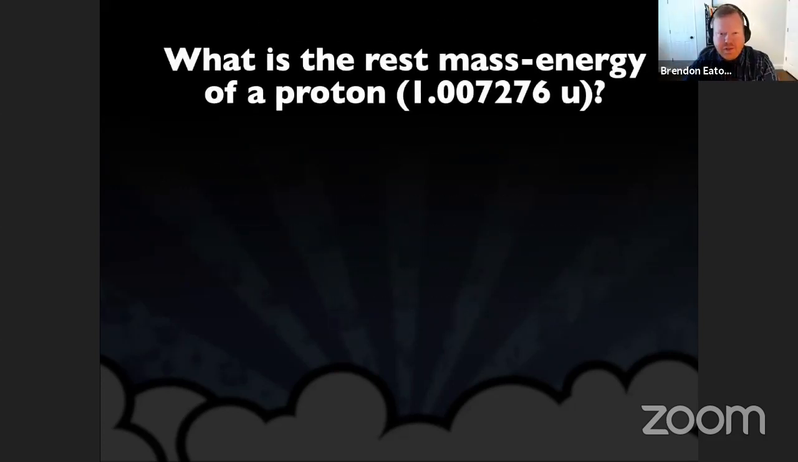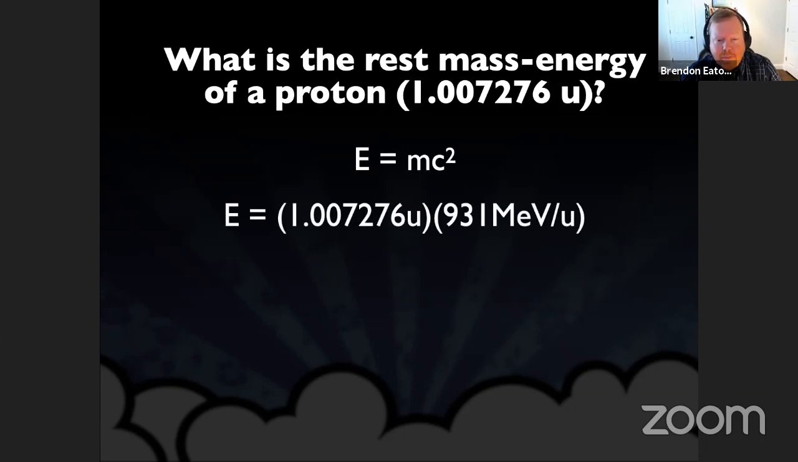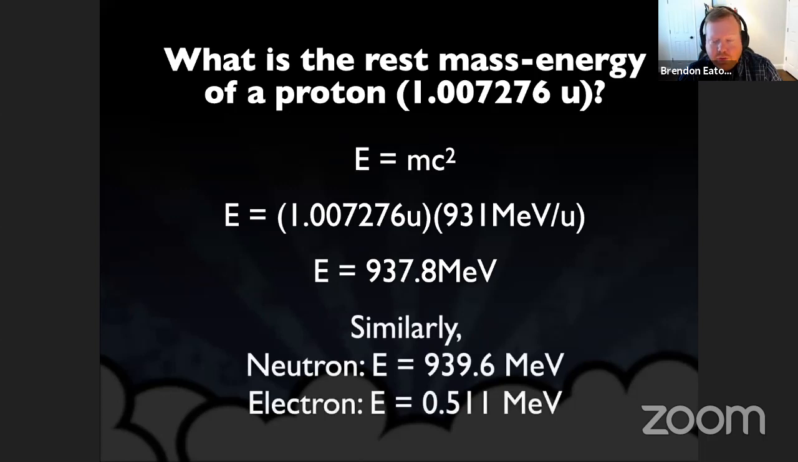All right, let's see how we can use this in terms of rest mass energy of a proton. So we're given that the proton's mass is 1.007276 U's. And if we use E equals mc squared, I know I can plug that mass directly in, but that new number, 931 mega electron volts per U, that's what we're going to use in this situation. So that gives me an energy of 937.8 mega electron volts. And we can do this for two other particles as well. So for a neutron, it'd be 939.6. And for an electron, it's 0.511 mega electron volts.